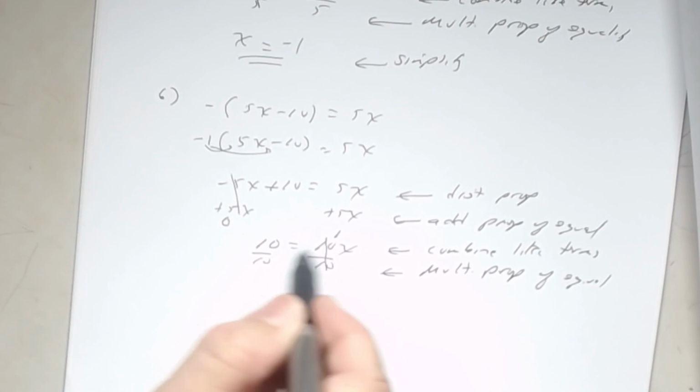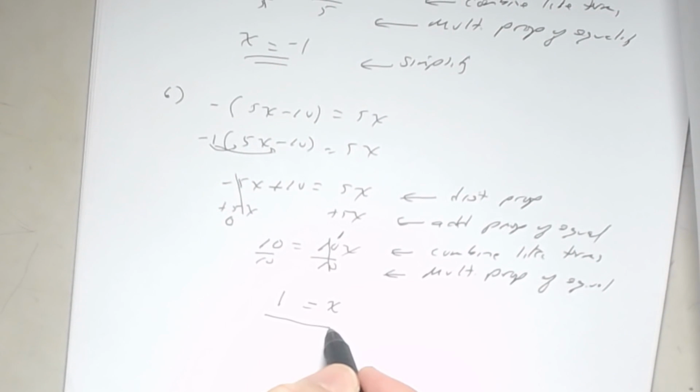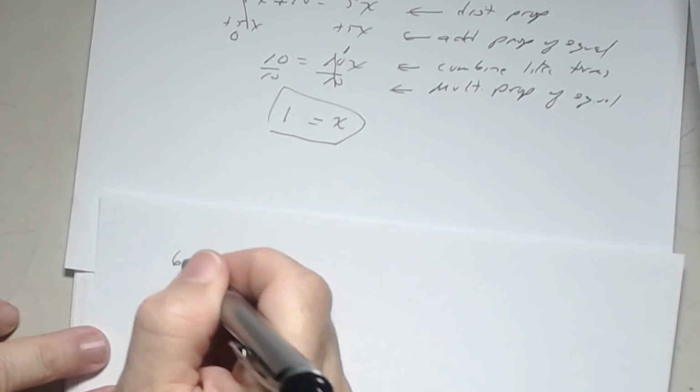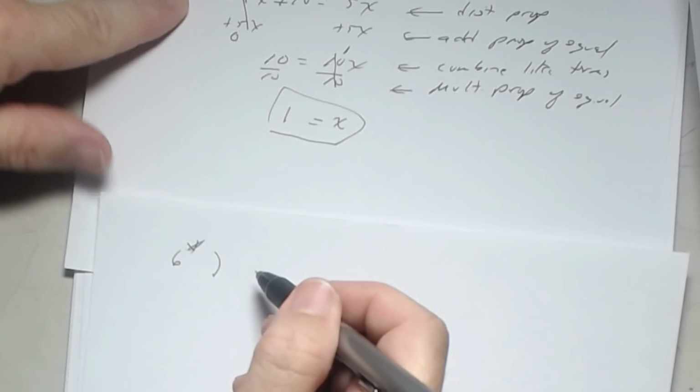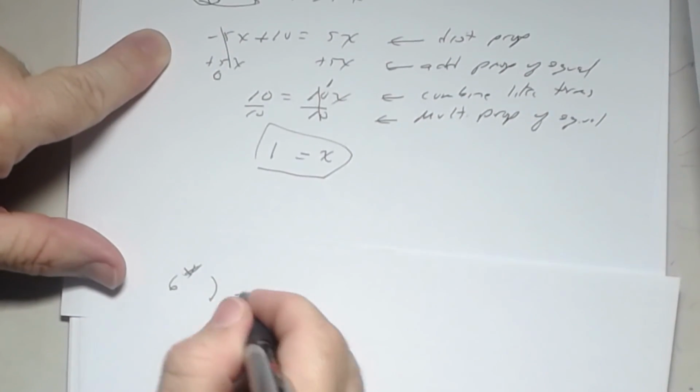Once you do the multiplication property of equality, the next step is to simplify what you see. So what's 10 divided by 10? 1 times x is x, and what's 10 divided by 10? 1. So there's your solution. Your solution is x equals 1. Now, I just want to remind you about this. That part here, I'm just going to rewrite this over. So I'm going to put this as 6 star. So the part where we had right here, negative 5x plus 10 equals 5x.